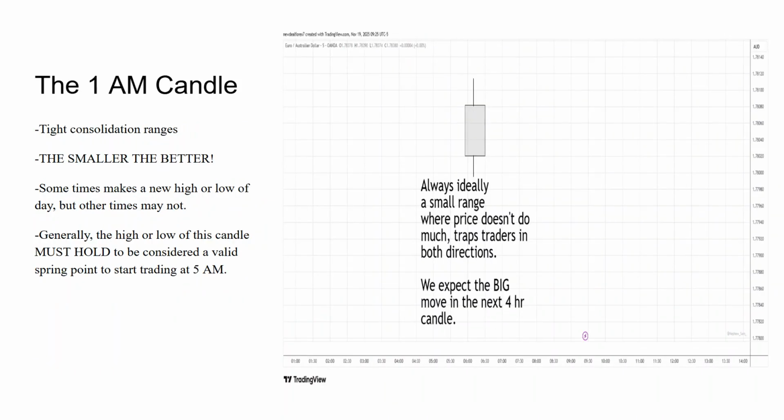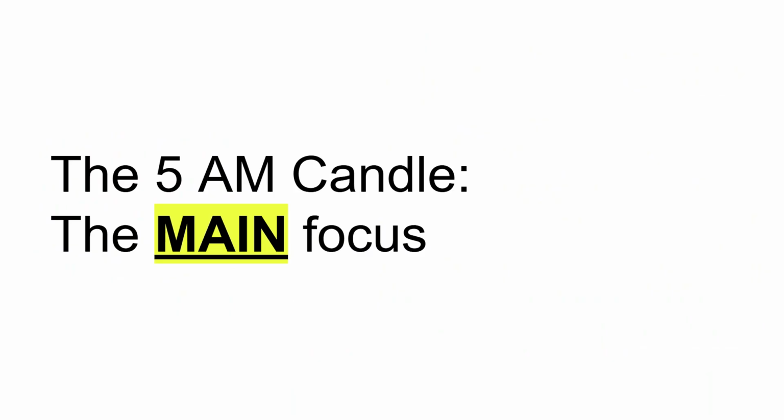But that's what you should see for 9 p.m. The 1 a.m. candle. These are tight consolidation ranges, is what you should see. The tighter, the better. The smaller, the better these candles are for 1 a.m. Sometimes they may make a new higher or lower of the day. Sometimes they may not, but that part doesn't really matter. Generally, though, the high and low of this candle should hold to be valid. Now, there are times where the 5 a.m. candle may poke below it, but then when it starts to close inside of it, you may be good to take the trade in the opposite direction, but I'll show you more about that in the next slide.